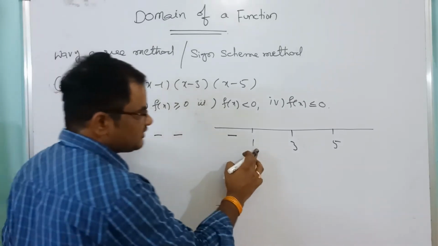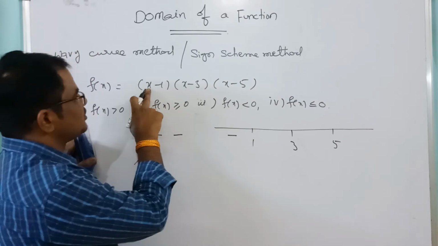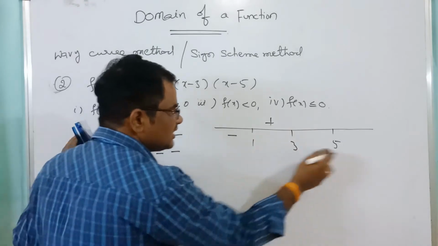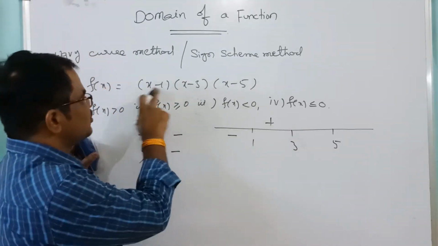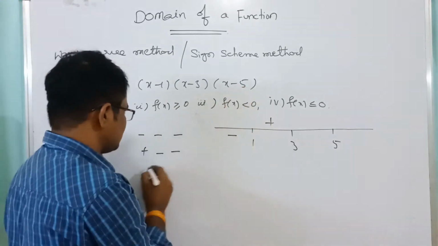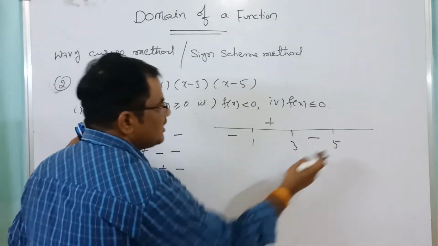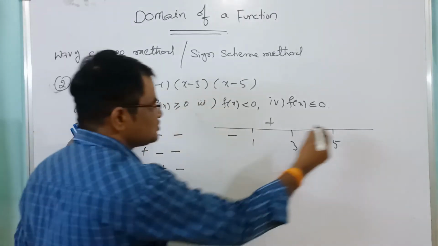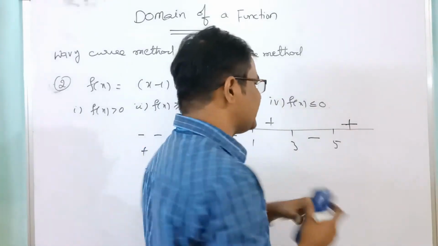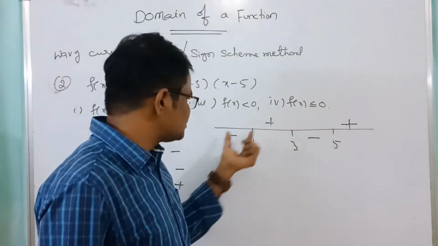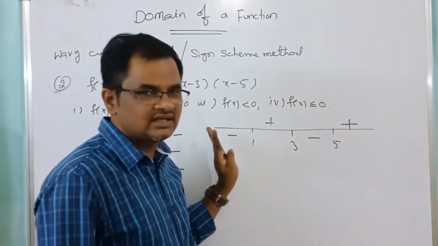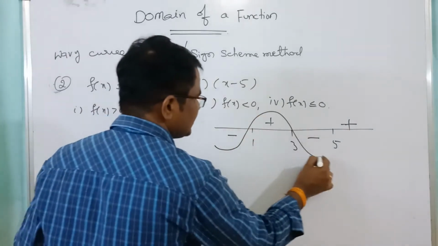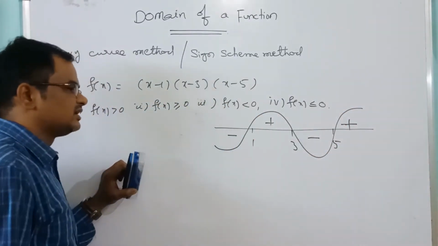So it is negative. Between 1 and 3, substitute any value, say 2: one factor positive, the other two negative, so positive into negative into negative is positive. Between 3 and 5, substitute 4: 4 minus 1 positive, 4 minus 3 positive, and the last one negative, so the product is negative. Greater than 5, all three factors are positive, so positive. Otherwise you can start from the right side, taking positive, negative, positive, negative alternately. So the signs are negative, positive, negative, positive.